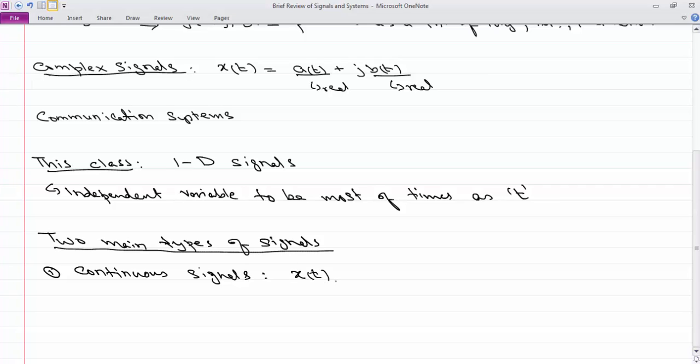And we'll write them x of t, s of t, whatever, it doesn't matter what notation we use. And what is a continuous signal? A continuous signal is described by the properties of its independent variable. So if this independent variable takes all possible values in a continuum, then we call that signal a continuous signal.